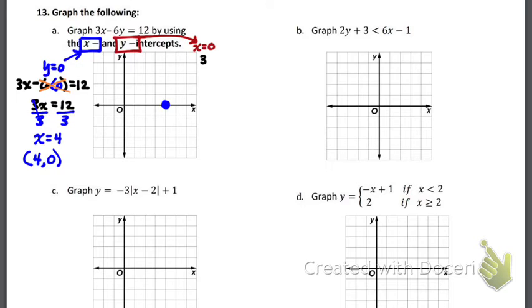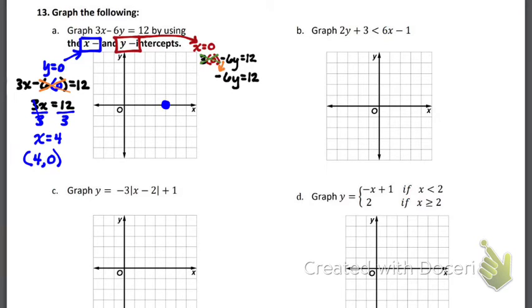So I have 3, and then I'm going to put 0 in the place of x, minus 6y equals 12. What's 3 times 0? 0. It disappears. I still have to remember that negative in front of my y, though. Bring your negative sign down. Don't forget that one. So I have negative 6y equals 12.